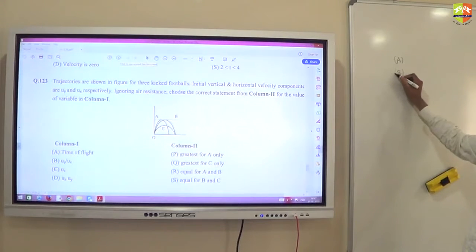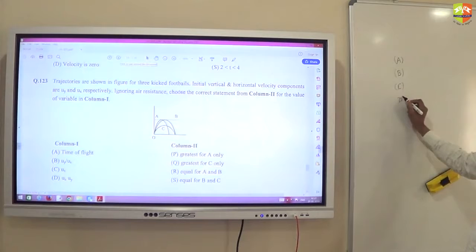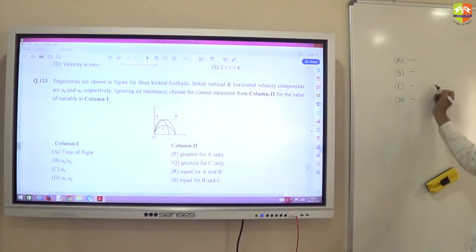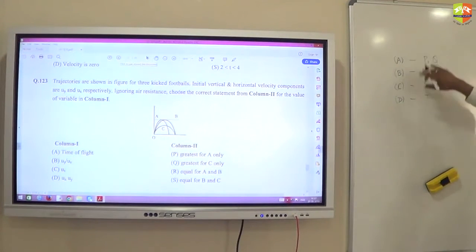Your answer should be written like this: A, B, C, D. In front of it, you write down what is matching. You can write P, Q, R, S, T, like that. Okay? Write your answer in this format.